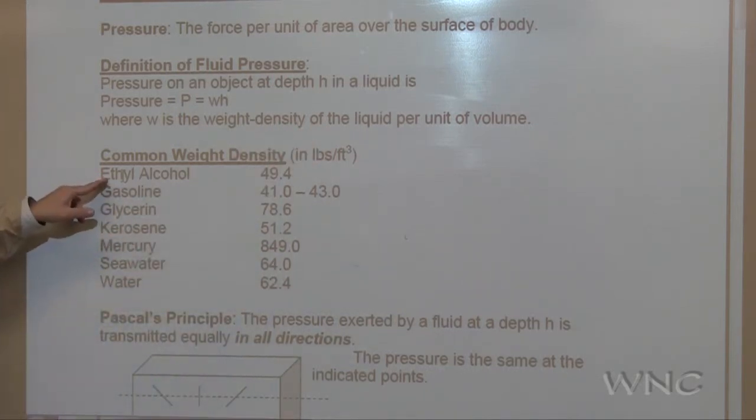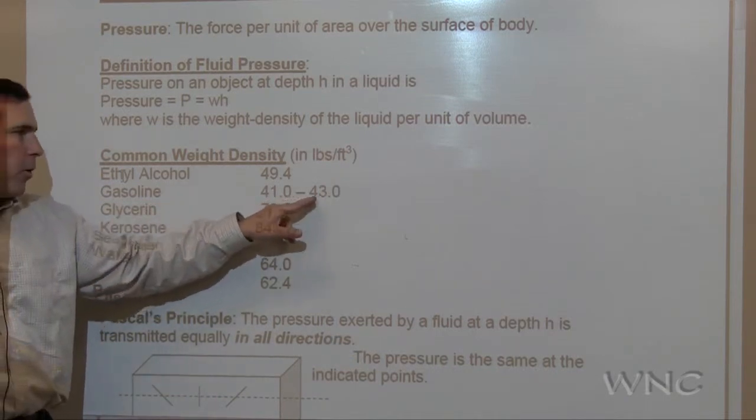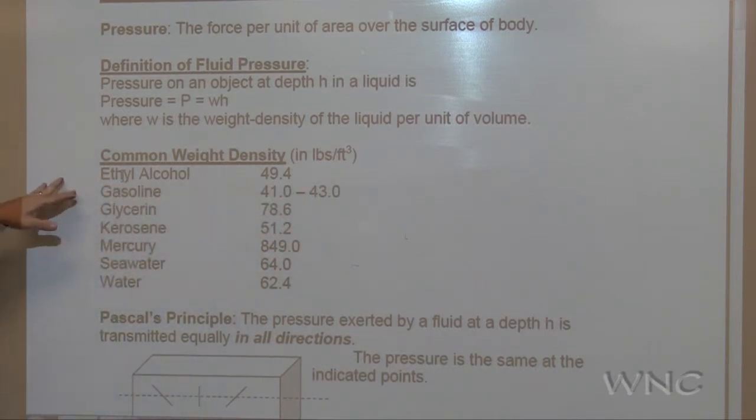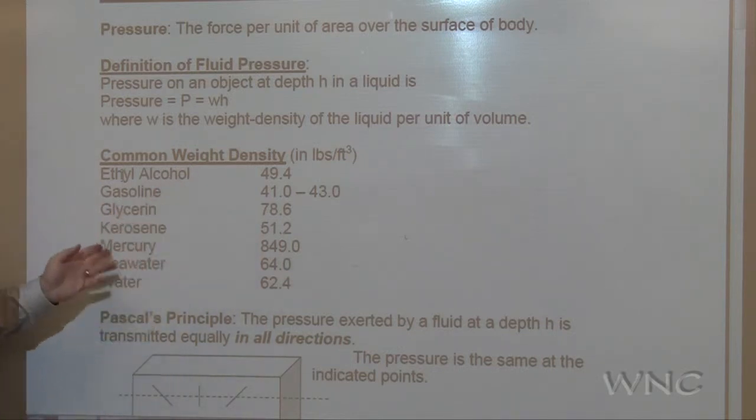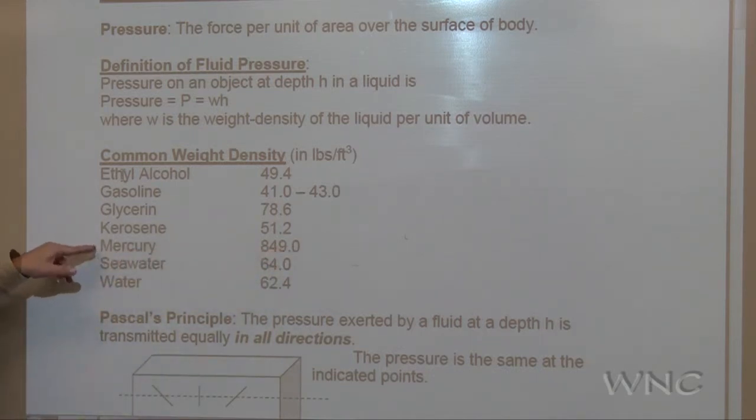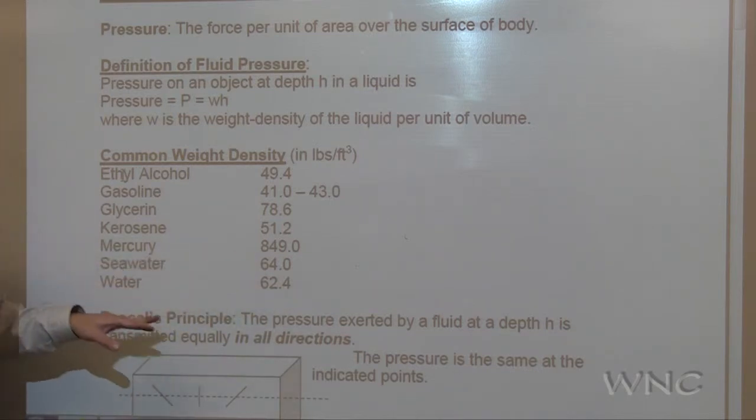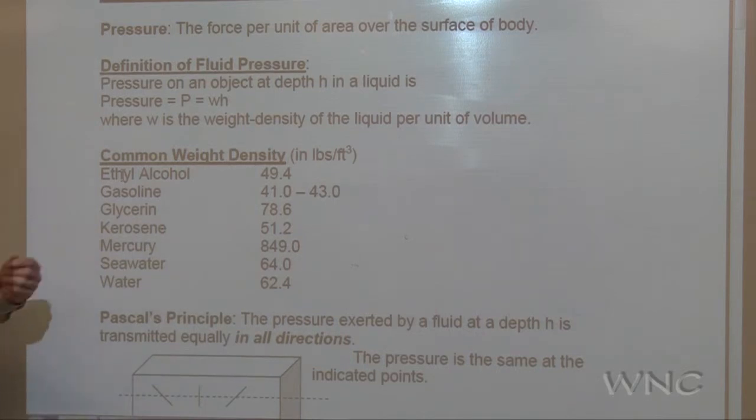So ethyl alcohol, 49.4. Gasoline, 41.0 to 43.0, depending on the type of gasoline, the octane, and the temperature. Glycerin, 78.6. Kerosene, 51.2. Mercury, 849.0, but do not dive in a pool of mercury, really bad for you. Seawater, 64.0, and regular non-salt water, 62.4, as we saw earlier. And I think it was 7.5.